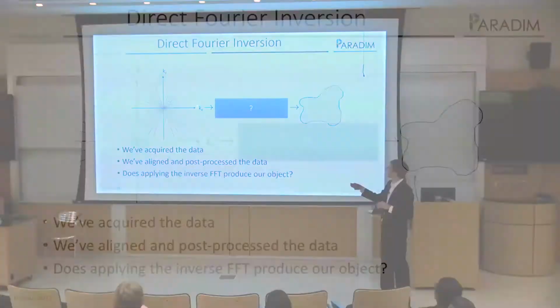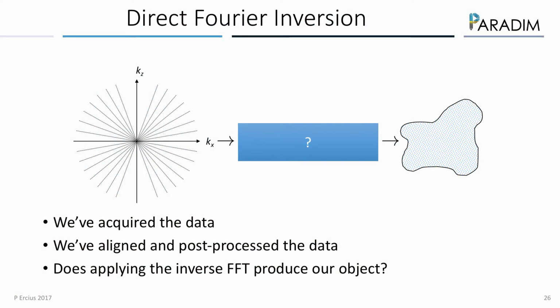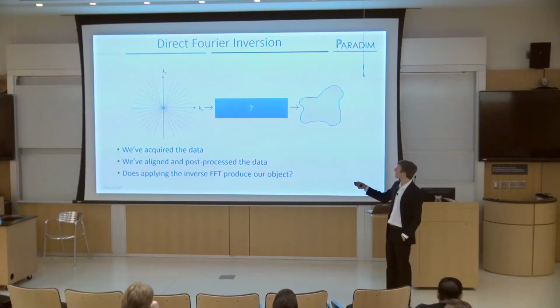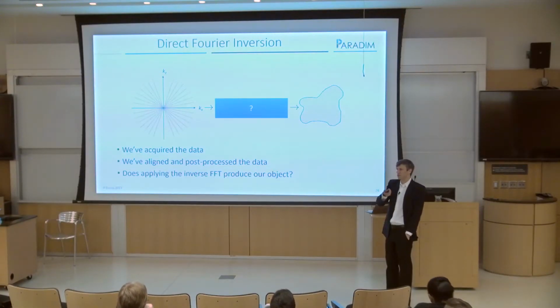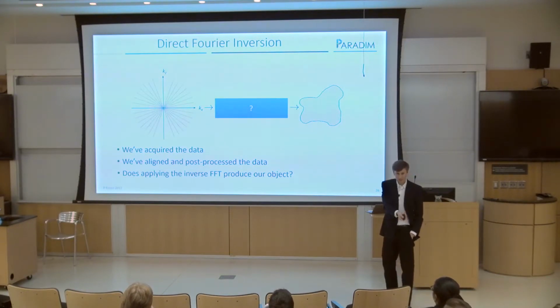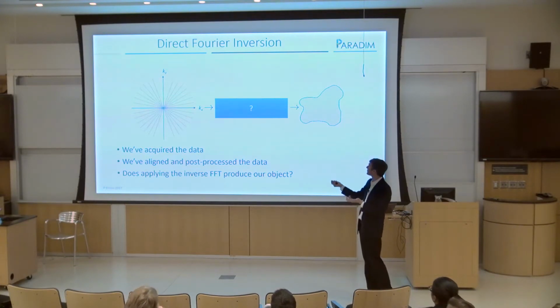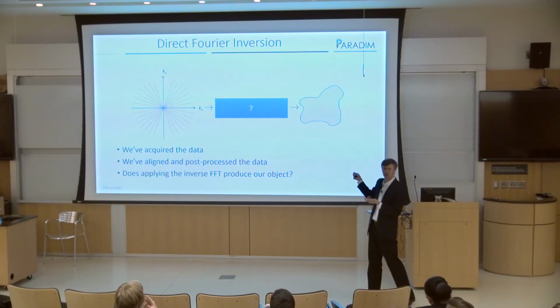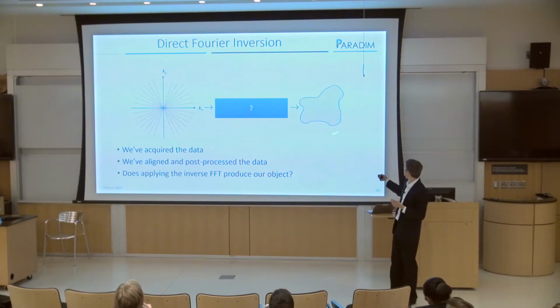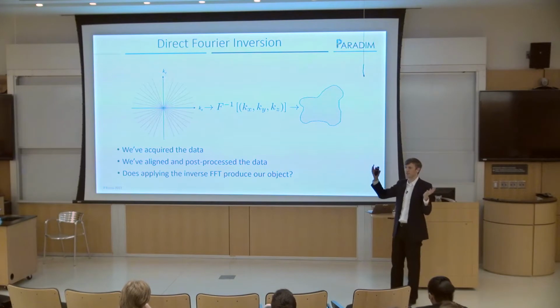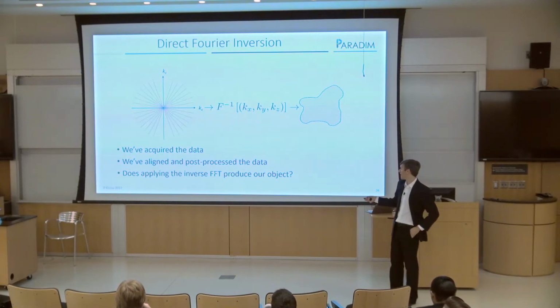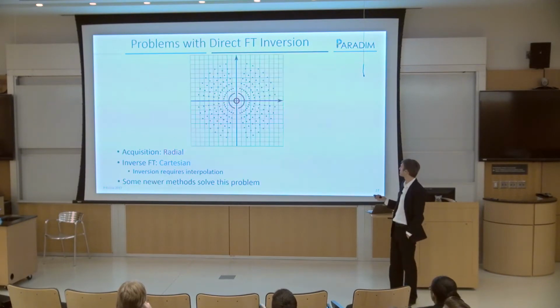OK, so now that we have sampled Fourier space, we have all of our tilt images, do we really just have to take the Fourier transform of our projections, put them in Fourier space, put them all together in the right way, and do an inverse Fourier transform? What do we do in order to get the three-dimensional reconstruction of our object? Why don't we just inverse Fourier transform this? Does just applying the inverse Fourier transform produce our object?